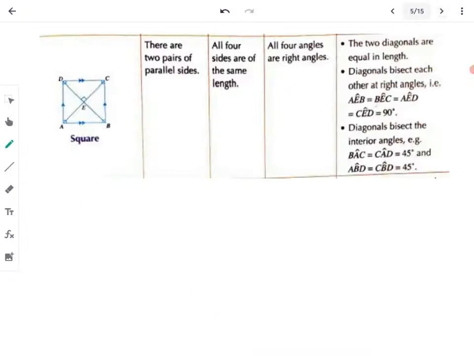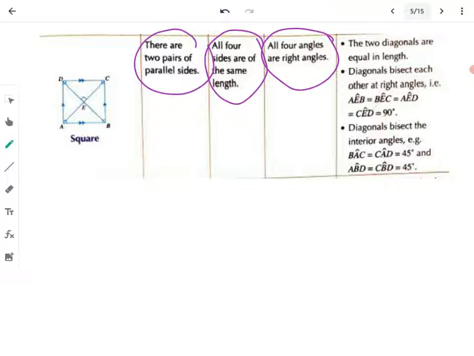Next, we have the square. In terms of parallel sides, again, the same. There are two pairs of parallel sides. All four sides are of the same length. All four angles are right angles, the same as a rectangle. And here the diagonals are equal in length. This is not the same as a rhombus. The diagonals bisect each other at right angles. Look at this, it's the same as the rhombus. Then the diagonals bisect the interior angles. It's again the same as a rhombus.